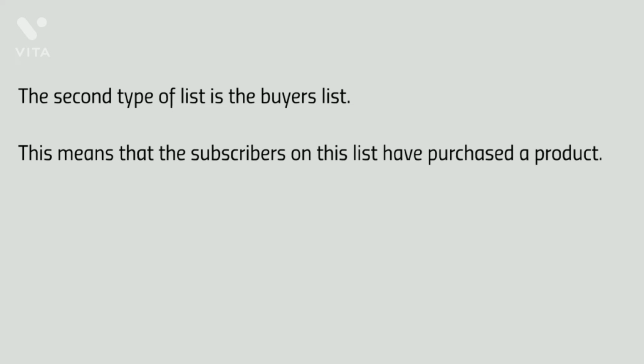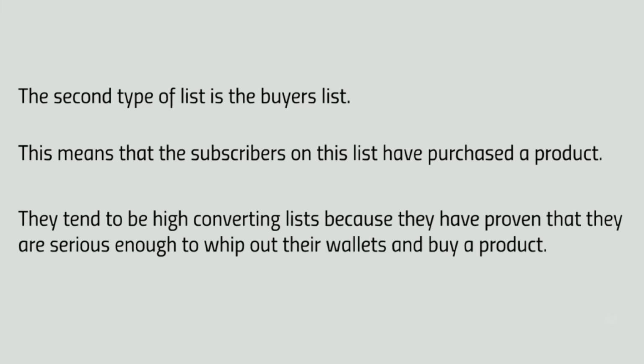This means that the subscribers on the list have actually purchased a product. So say, for example, somebody lands on your sales page. You're selling them something like a $7 or $17 item or whatever price point it is. They buy it and it adds them to your list. So that is basically a buyer's list. Now, these types of lists tend to be very high converting because they have proven that they are serious enough to whip out their wallets or their credit cards and buy a product.